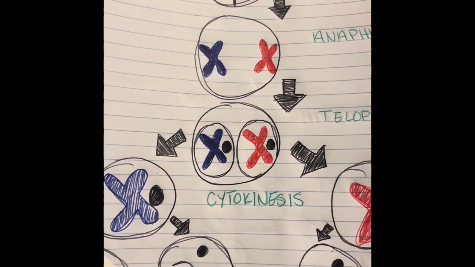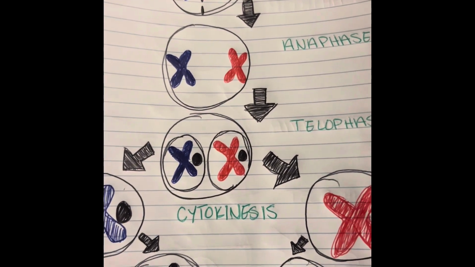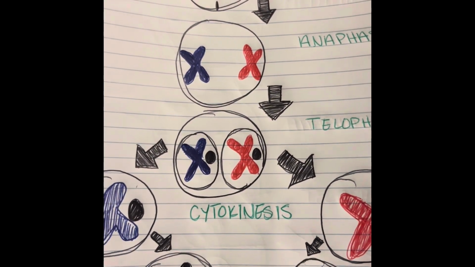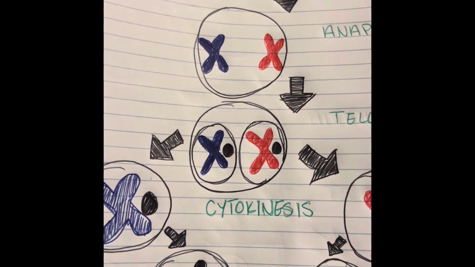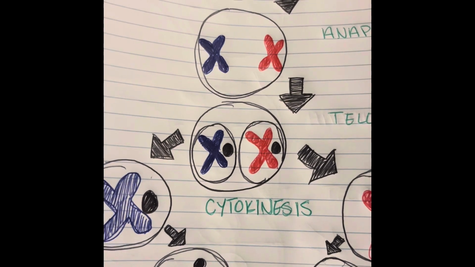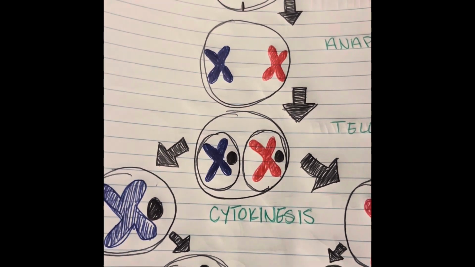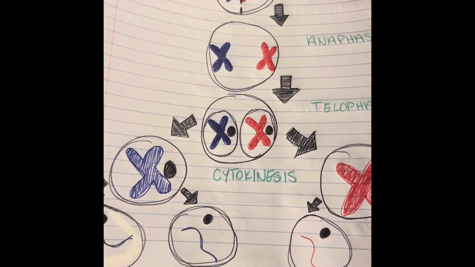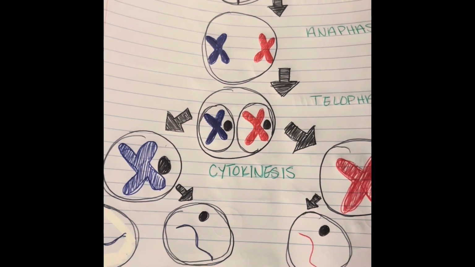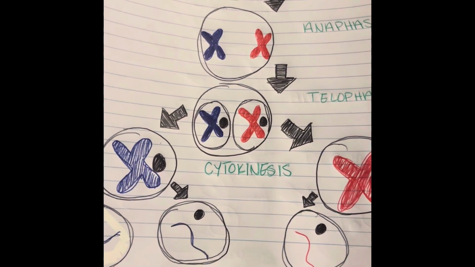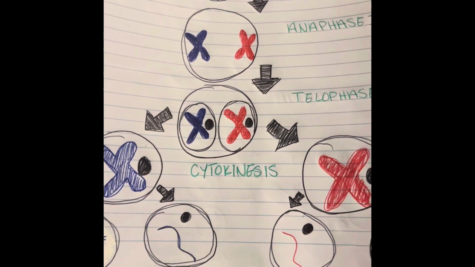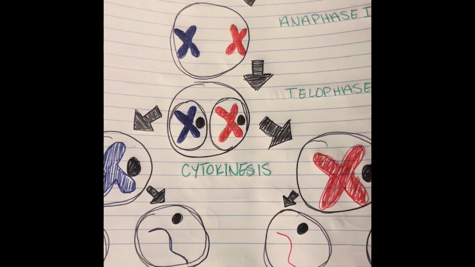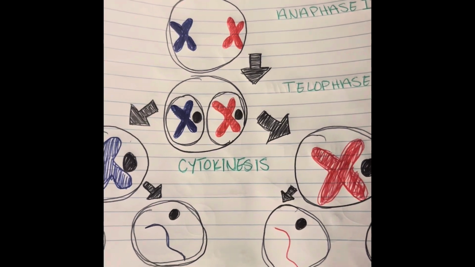In telophase, each chromosome makes a new cell and forms a nucleus. Each new cell is called a haploid and contains half of the chromosomes from the original cell. Again, cytokinesis occurs usually at the same time as telophase, where the cytoplasm is split to make 2 new cells.